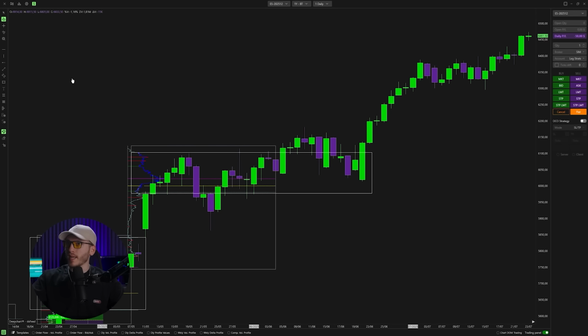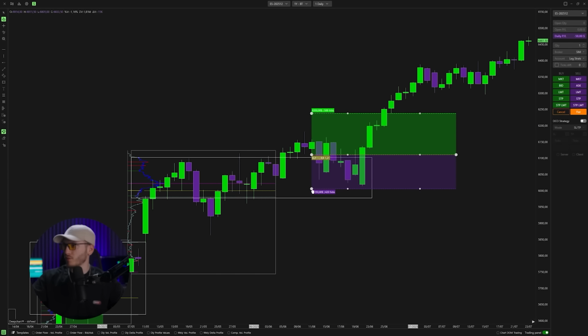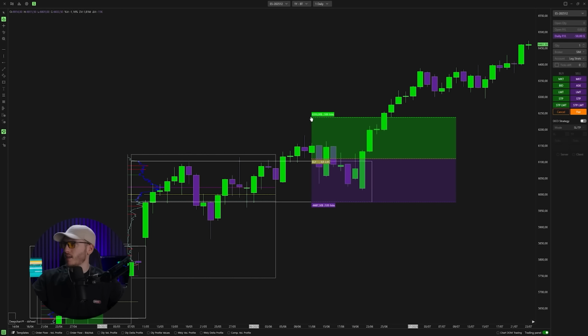Then we had a breakout that failed on the test. Ideally, your stop loss in this situation could be below the point of control, or if you want to be more conservative, you can put it below the entire area. And here, even just a 1-to-1 risk to reward ratio would be profitable.